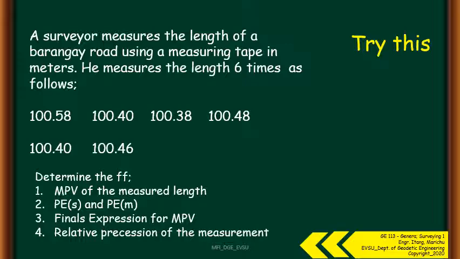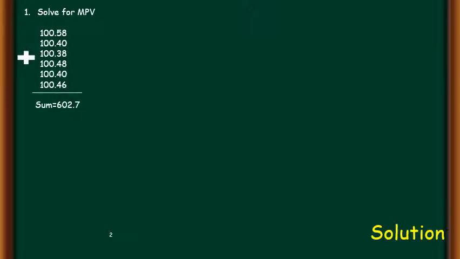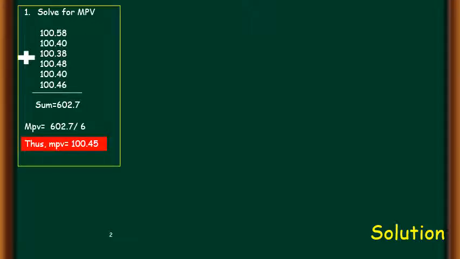Now, let's try to solve this one. Una, we are going to solve the MPV. So this MPV, again, this is just the mean. So you write here all of the observations, you add. So the sum would be 602.7 meters. So that would be the MPV: you take the sum divided by the number of observations, that is 602.7 divided by 6, that is 100.45. That would be our most probable value.